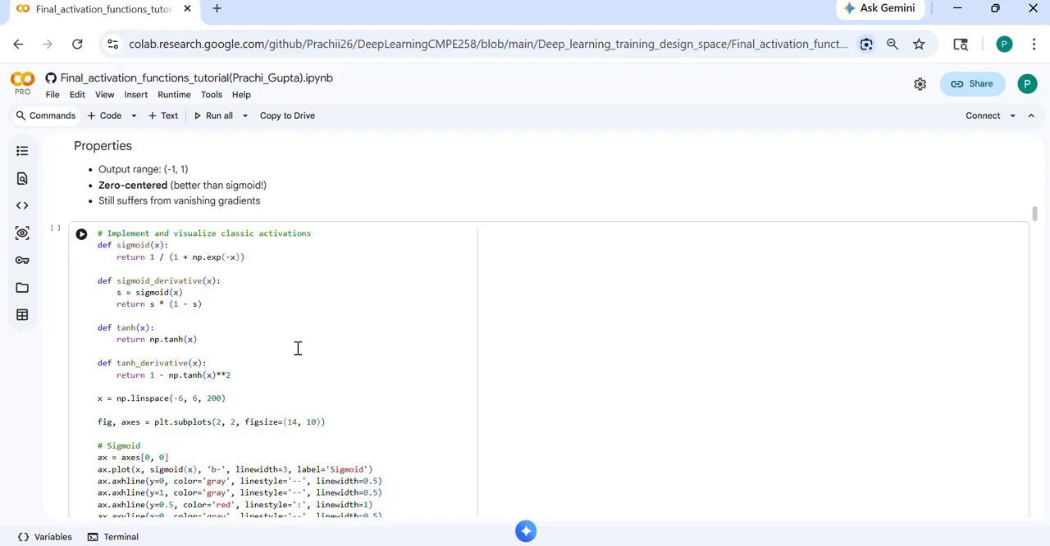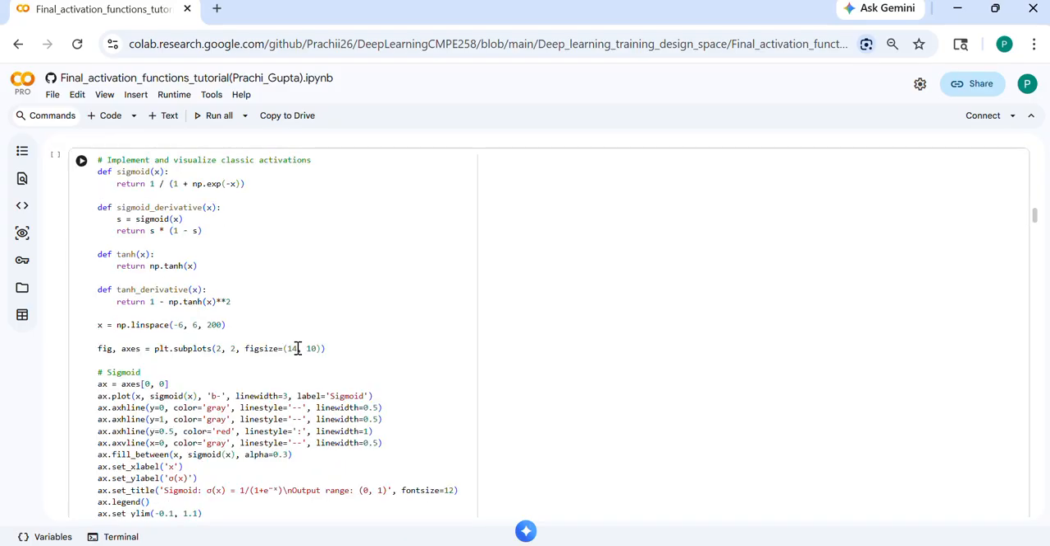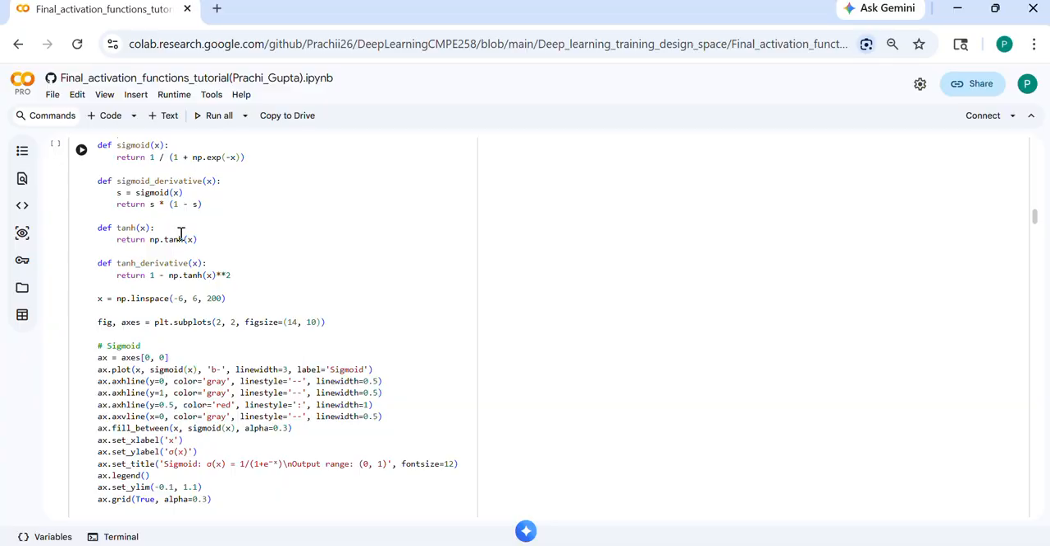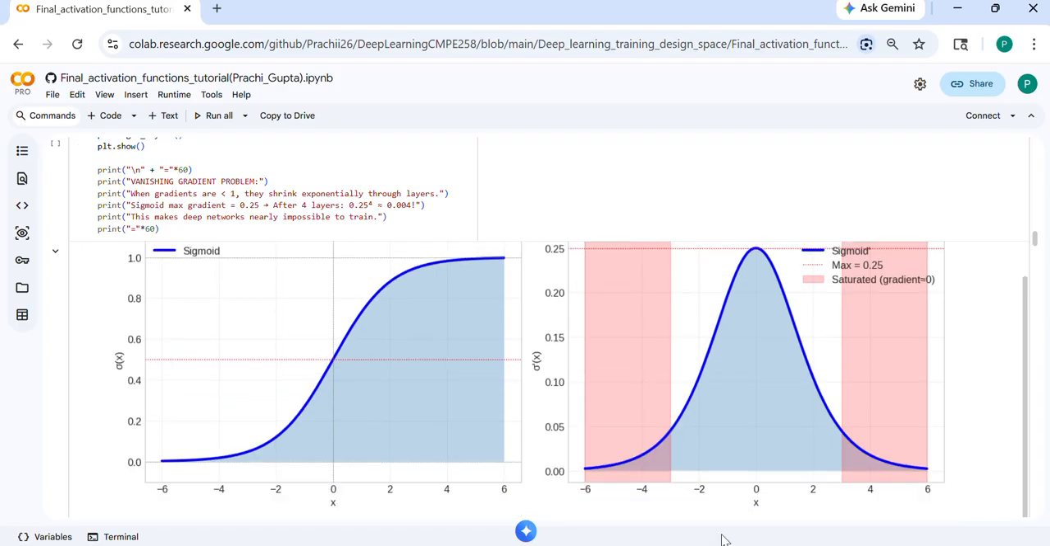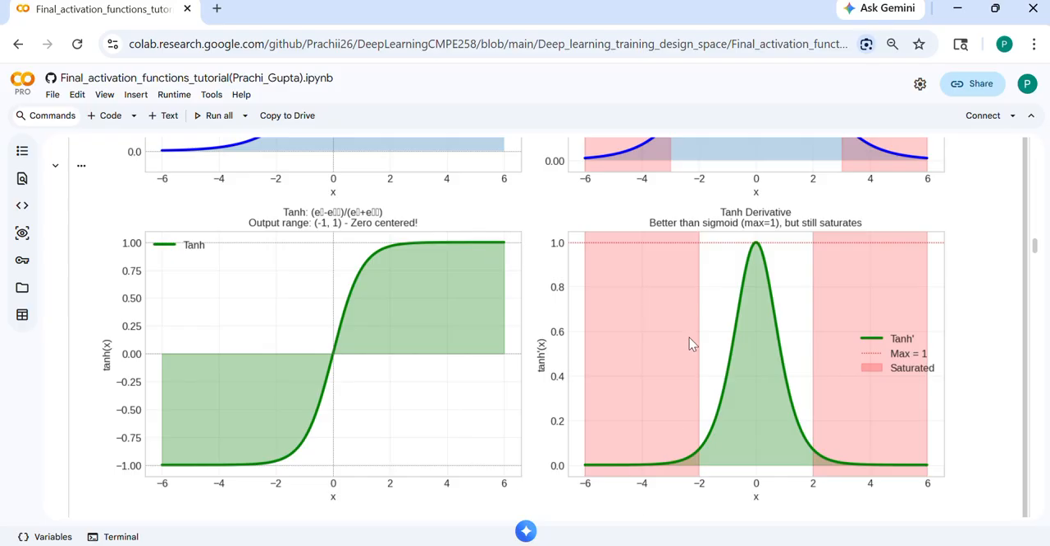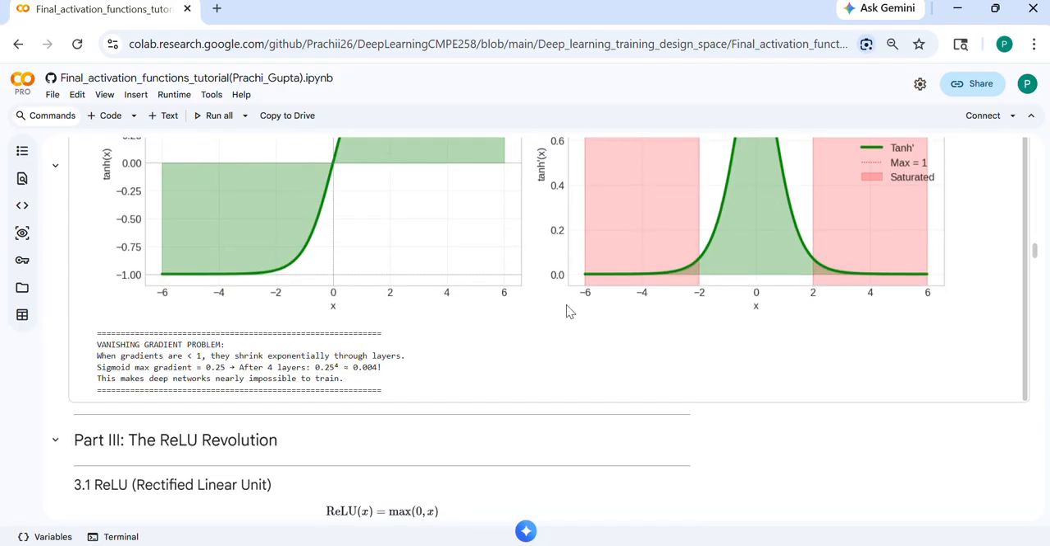Now moving towards the next cell. This cell introduces sigmoid and tanh activation functions. Sigmoid maps input between 0 and 1, making it useful for probabilities, while tanh maps between minus 1 and 1, making it zero centered. However, both functions saturate at extreme values where their gradients become very small, and this leads to the vanishing gradient problem during the training of deep neural networks. So this is the sigmoid derivative, and this is tanh, and this is the tanh derivative. We have plotted this. So when gradients are less than 1, they shrink exponentially through the layers, and sigmoid's max gradient is 0.25. After 4 layers it becomes 0.004.